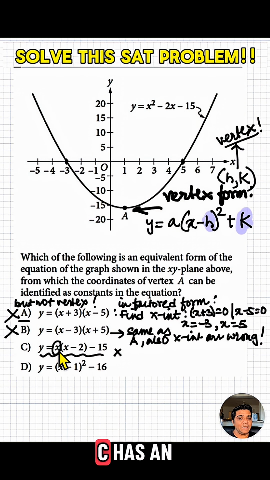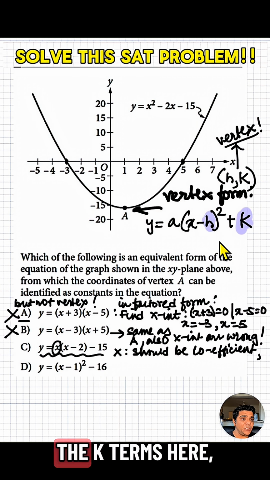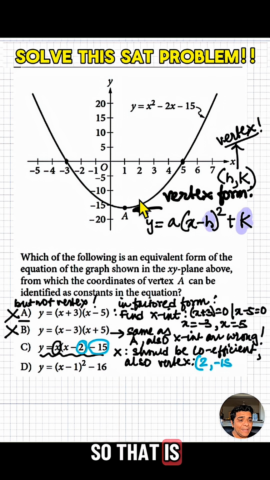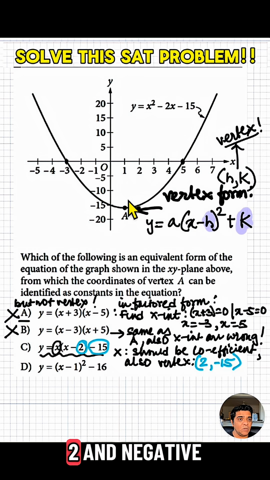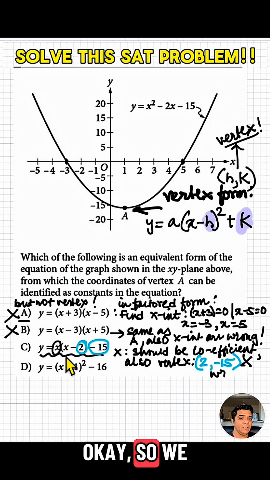Now let's look at C. C has an x multiplied outside of the (x minus 2), which is odd because that's kind of where the coefficient should be. But if you look at the h and the k terms here, h is 2 and k is negative 15. So that would be 2 and negative 15, which would be around here. So that is the incorrect vertex. Very quickly we can see 2 and negative 15 is not the right vertex, so we can cancel choice C as well.